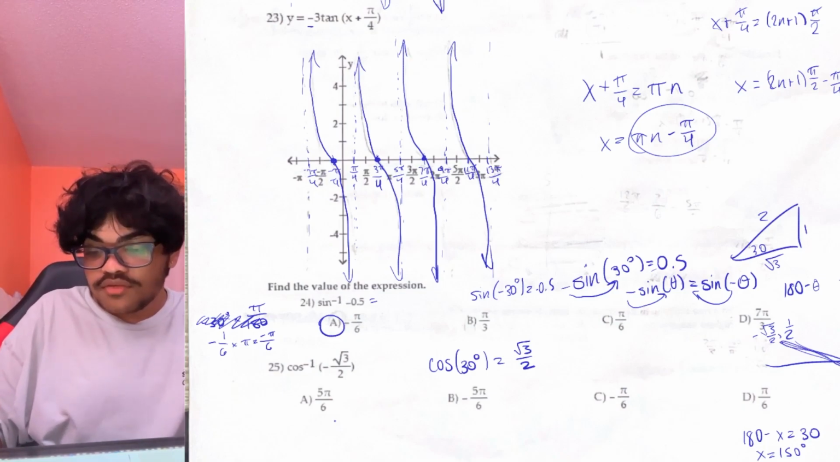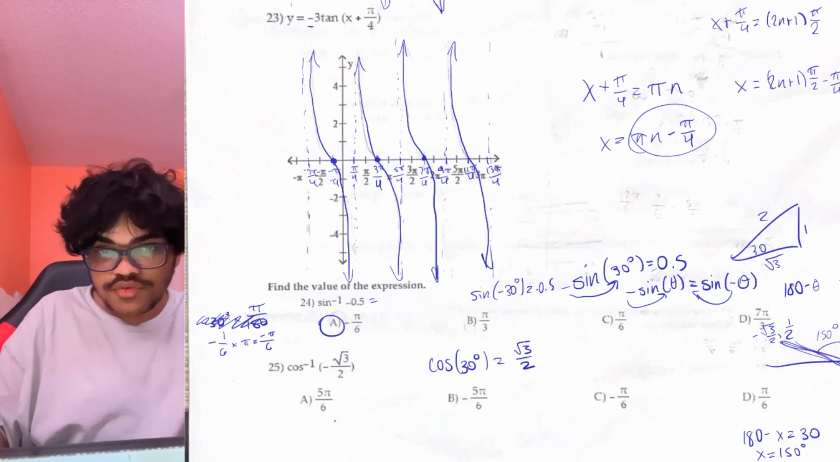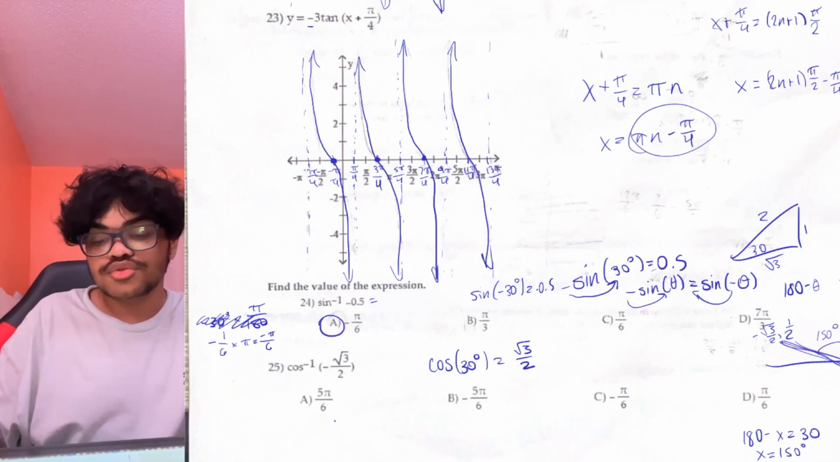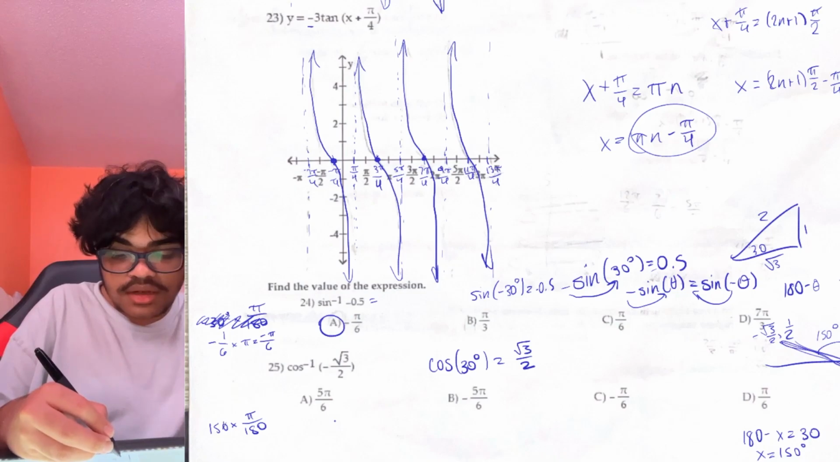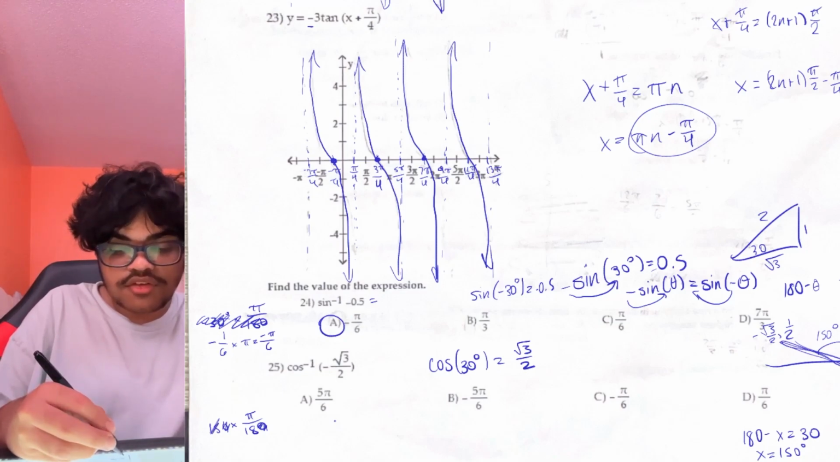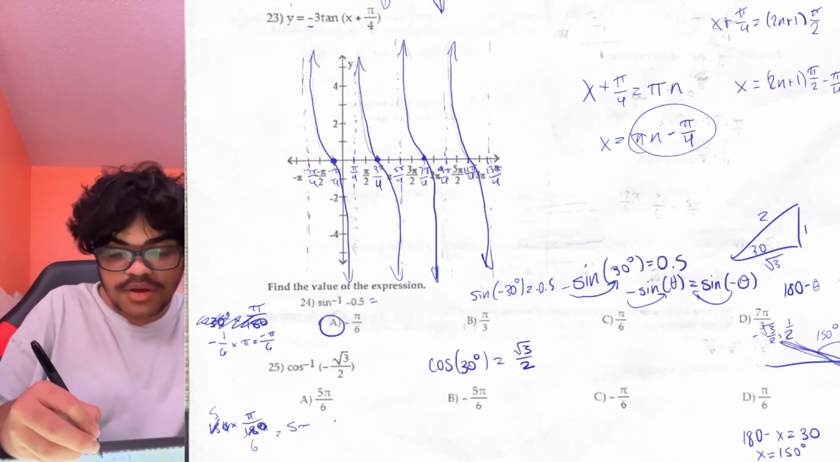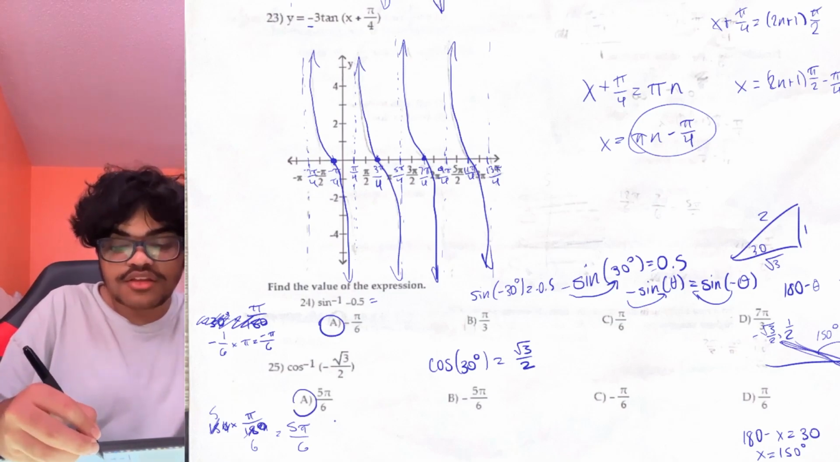So now that we have this angle right here, which is 150 degrees, we don't have degrees here, so we have to convert it to radians. To do that, we do 150 times pi over 180. Now here, we can cancel out these zeros, and we can divide 15 and 18 by 3. So we'll get 5, and then this will turn to 6, and then we'll get 5 pi over 6, which gives us our final answer for this packet.